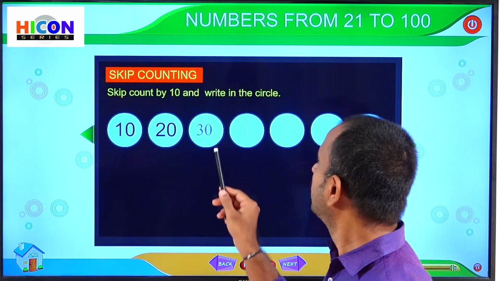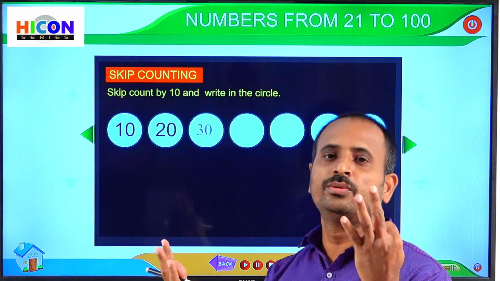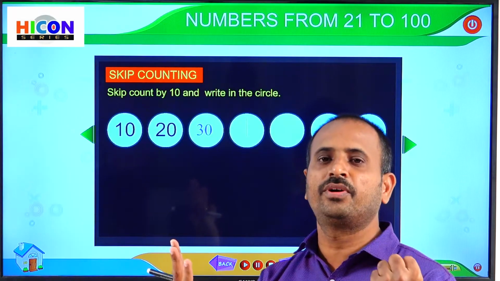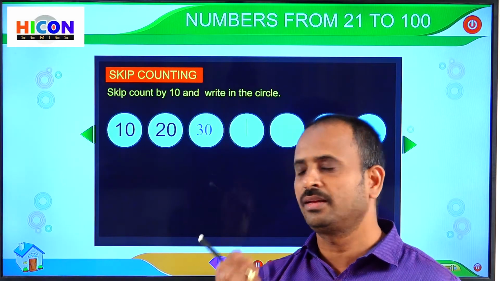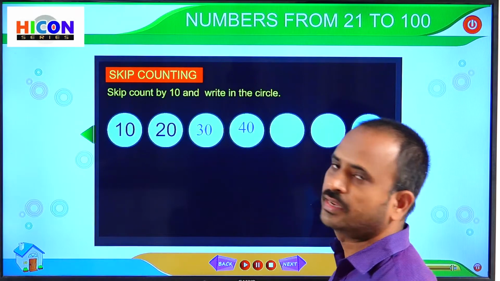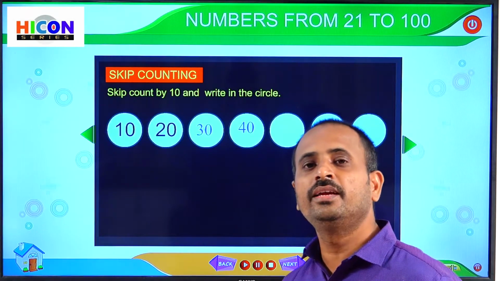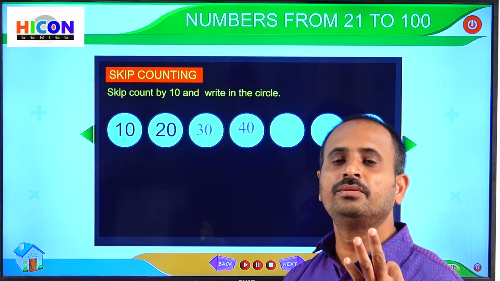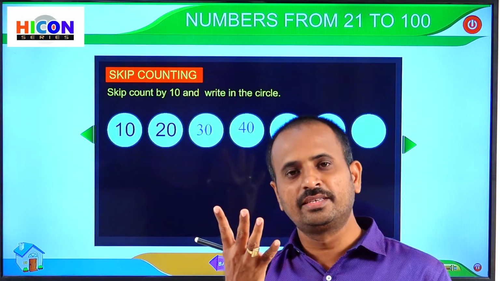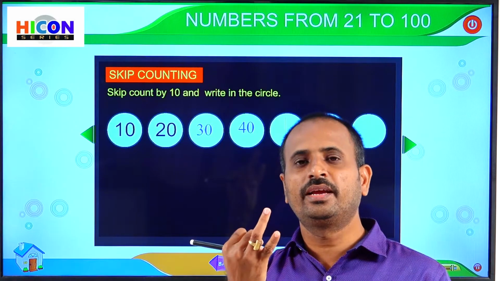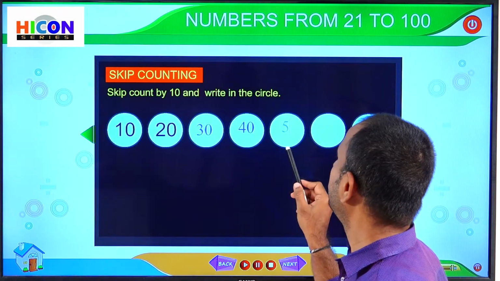And again add 10 to the 30. What will you get? So if you add 10 to the 30, after 30 comes 31, 32, 33, 34, 35, 36, 37, 38, 39, 40. So write 40 in the circle. And again add 10 to the 40. So after 40, 41, 42, 43, 44, 45, 46, 47, 48, 49, 50. So write 50 in this circle.